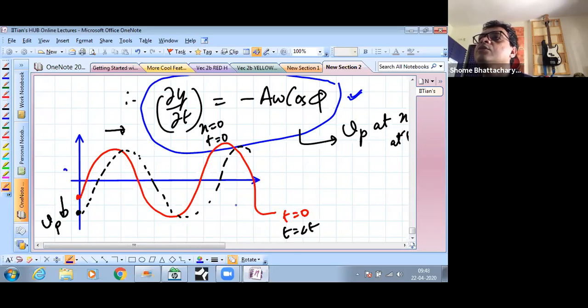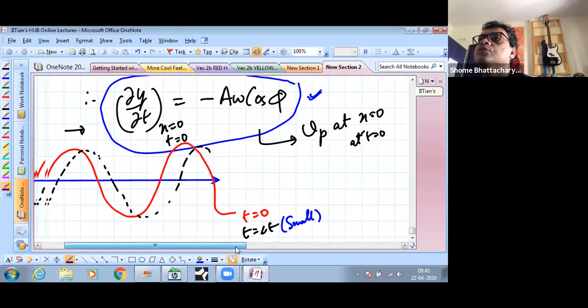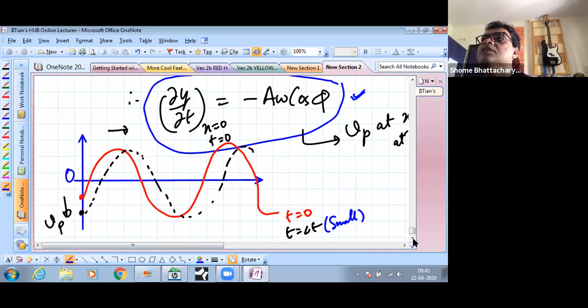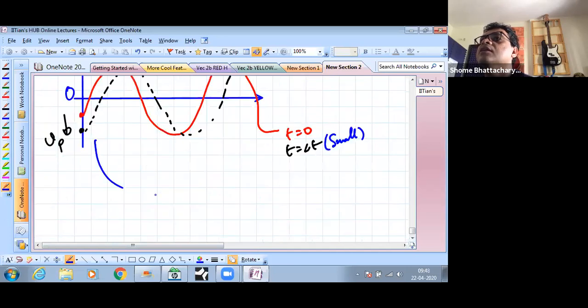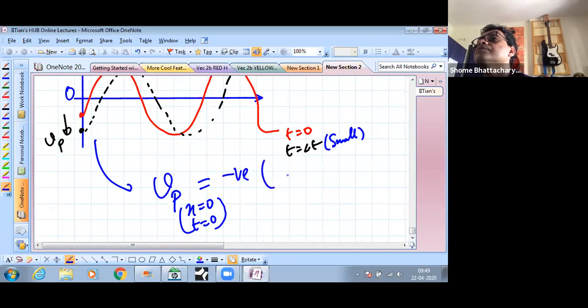So the particle velocity at the position x equal to 0, at the moment t equal to 0, because we are taking delta t as a small interval of time, within that small interval of time from 0 to delta t, its velocity direction is downward. So that is how we understand that this whole quantity, the particle velocity at x equal to 0, t equal to 0, should be negative. From this graph, we are understanding that it should be along the negative y-axis.